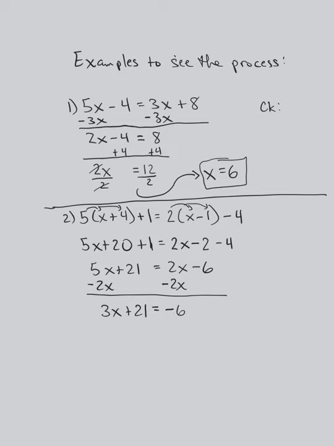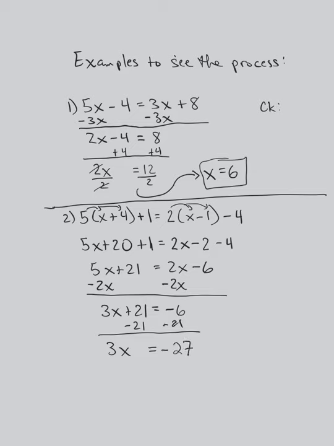Okay, and then, so now I have my variable term over on the left side, so I need to move the numbers over to the right side. And here I have a plus 21. How do I move that over? I subtract 21 from both sides. Okay, with that, and so then I have 3x plus 21 minus 21 is 0, so that goes away. And then negative 6 minus 21 is negative 27.